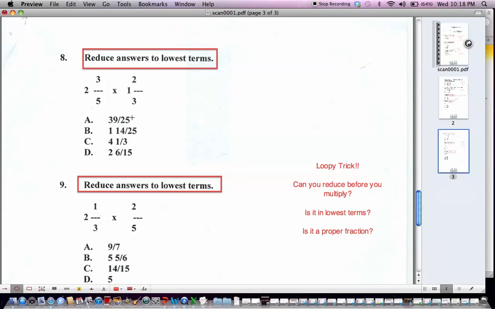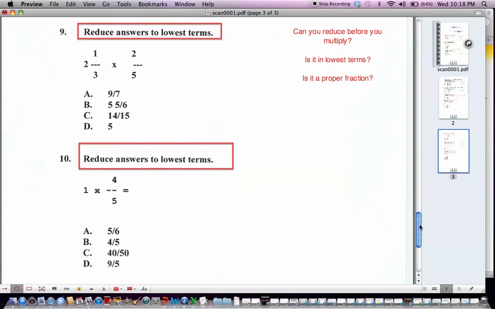Number 9, reduce answers to lowest terms. Same thing. You got 2 1/3 times 2/5. Do you need to do the loopy trick? If so, do that. Can you reduce before you multiply? If so, I suggest you do that. Look diagonally. Is it in lowest terms when you multiply it out? Is it a proper fraction? Because if it's improper, we got to change it back to a mixed number. If it's not in lowest terms, we got to reduce it to lowest terms. Here are some tips for you once again.